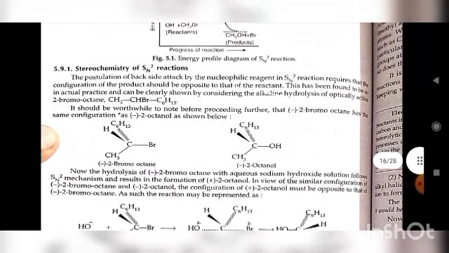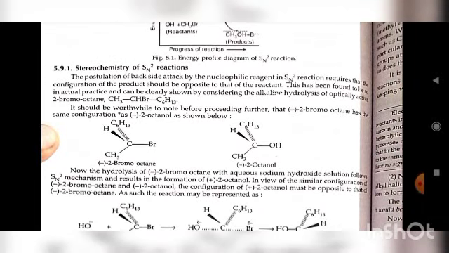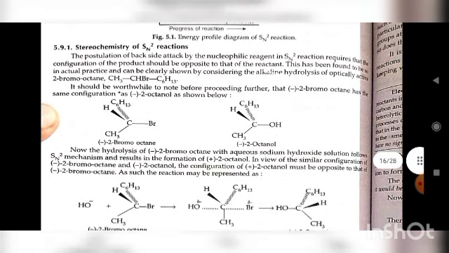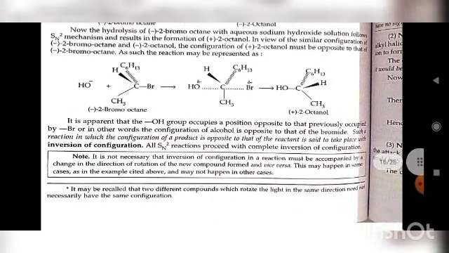2-bromooctane and 2-octanol. Now the hydrolysis of minus 2-bromooctane with aqueous sodium hydroxide solution follows the SN2 mechanism and results in the formation of plus 2-octanol. In view of the similar configuration of minus 2-bromooctane and minus 2-octanol, the configuration of plus 2-octanol must be opposite to that of minus 2-bromooctane, so that the reaction may be represented as follows. It is apparent that the OH group occupies a position opposite to that previously occupied by Br, or in other words, the configuration of the alcohol is opposite to that of the bromide.